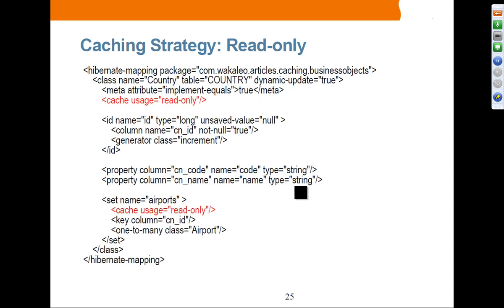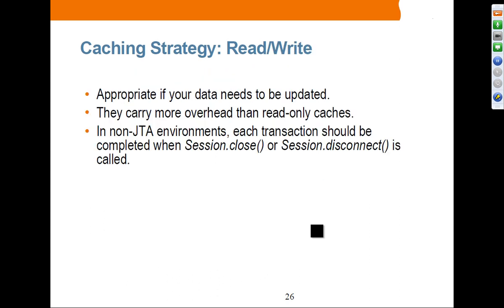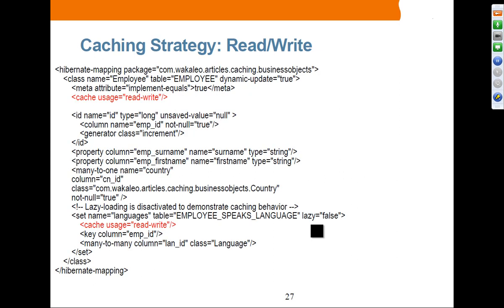as a strategy. This is how you specify the caching strategy in the XML file, with a cache element like this, and of course you can also specify the caching strategy in the source code using an annotation. Read and write is a good solution if your data needs to be updated, and they of course carry more overhead than read-only caches. In a non-JTA environment, each transaction should be completed with session close or session disconnect. And this is how you specify read and write, nothing much different from read-only.